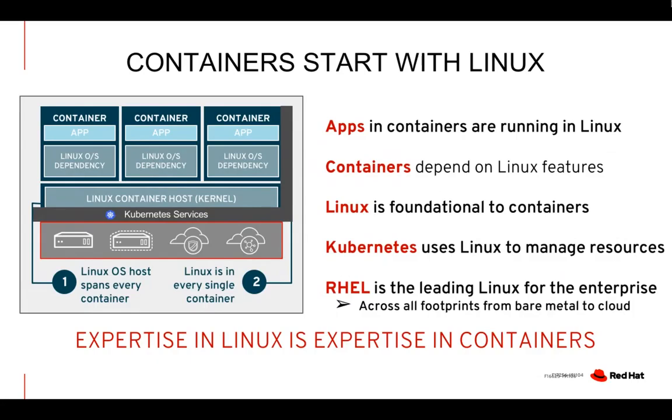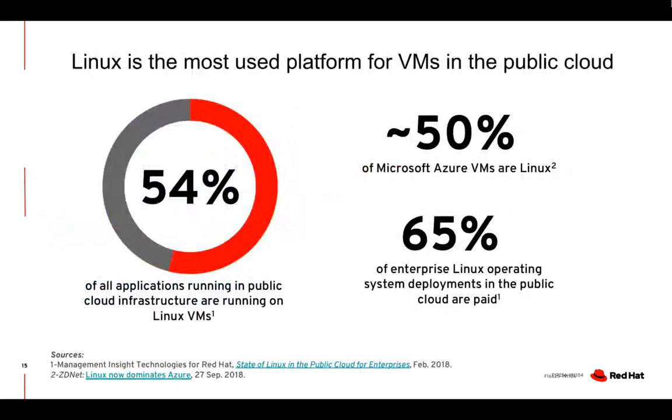And Kubernetes, the technology that we're going to talk about later in the presentation, uses Linux to manage these resources, right? And definitely Red Hat is the leading Linux for the enterprise. And this brings a great leverage, a great power to Red Hat in how we manage, how we secure, how we orchestrate, and we bring enterprise capabilities to our customers on top of Red Hat Linux in the container platforms.